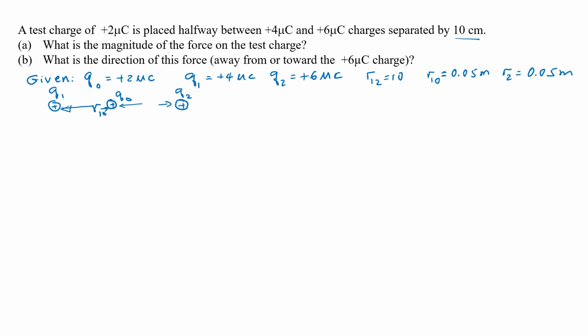And what we are asked to find in A is the magnitude of the force on the test charge, so F on 0. To do that, we need to find the force exerted by each charge on the test charge. To calculate the electrostatic force between charges, we need a constant called the electrostatic constant, K sub E, which is equal to 9 times 10 to the 9 newton meter squared per coulomb squared.